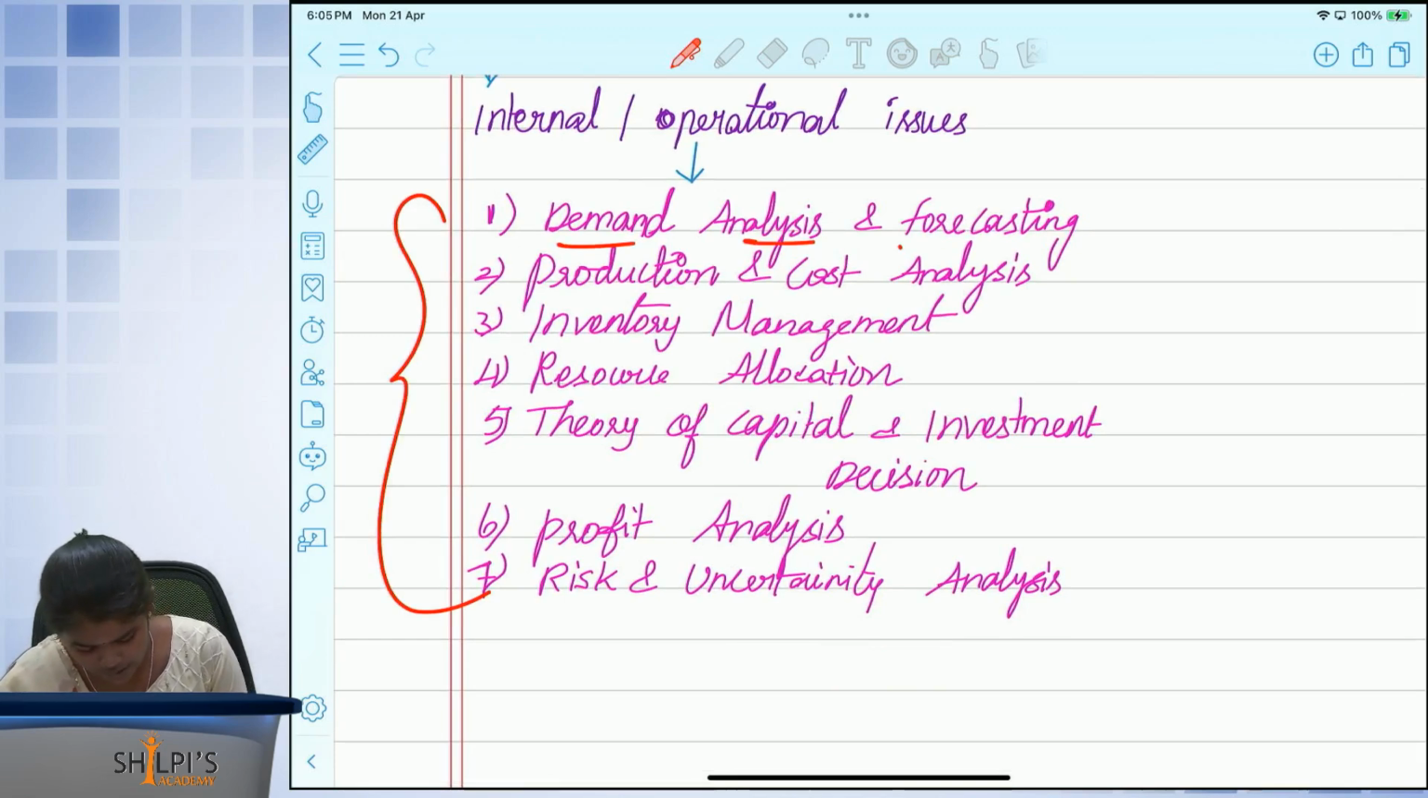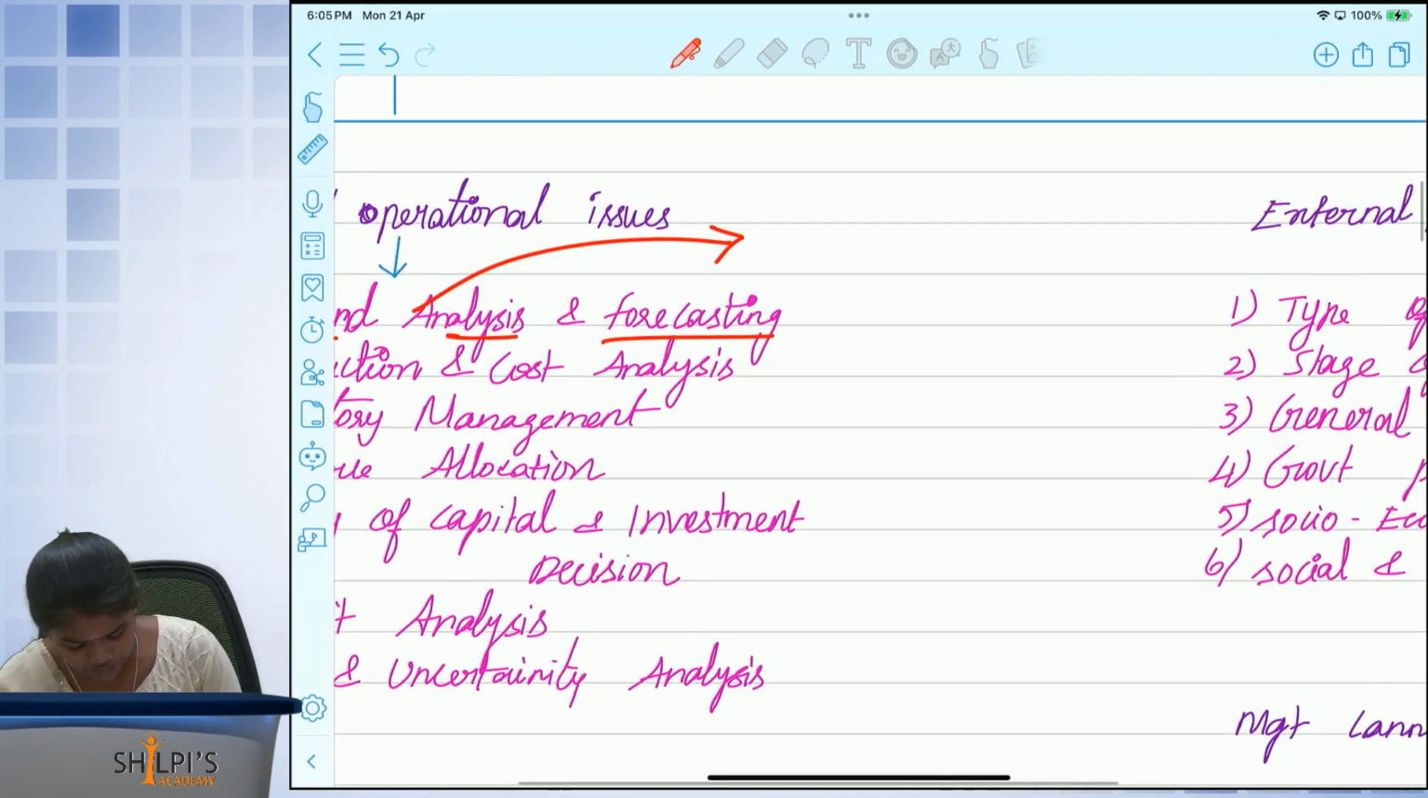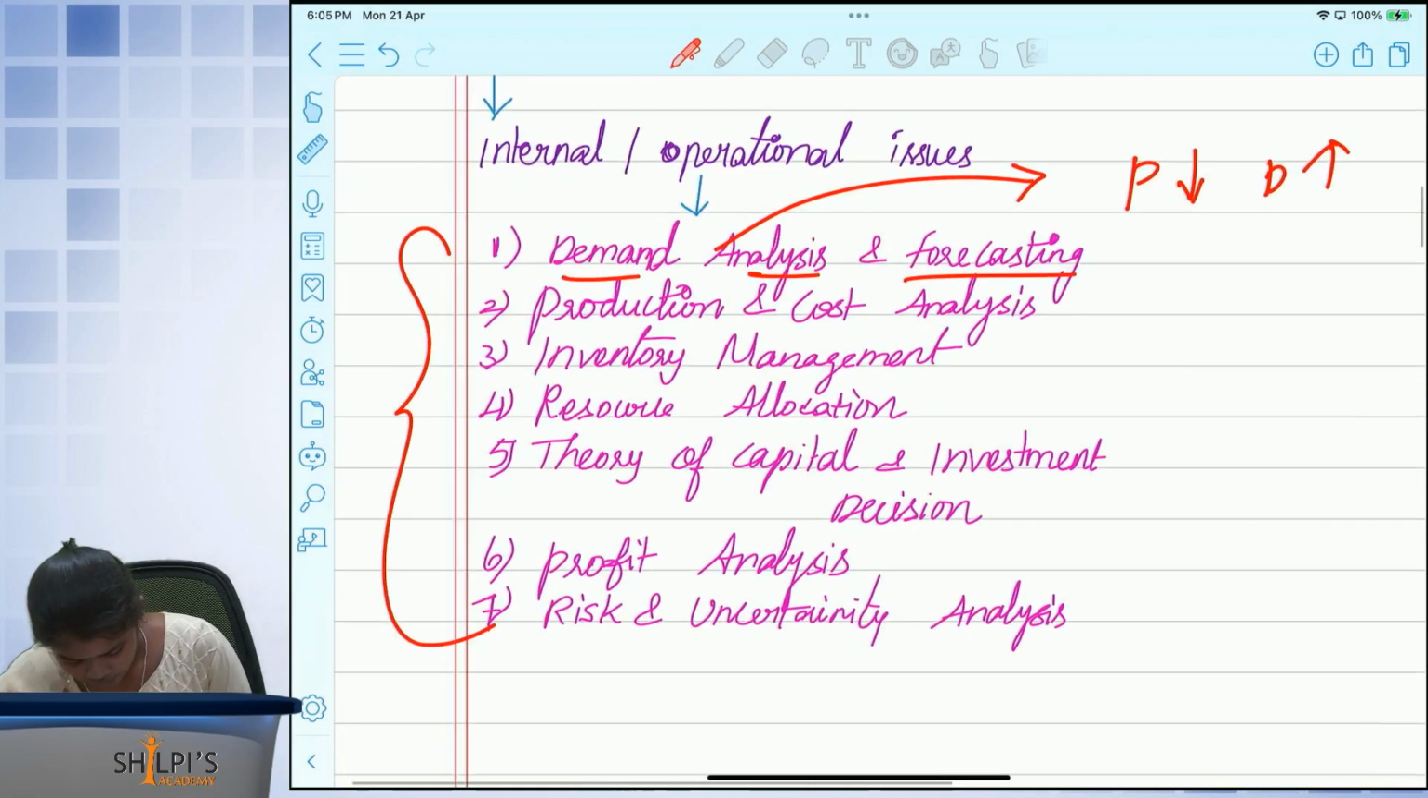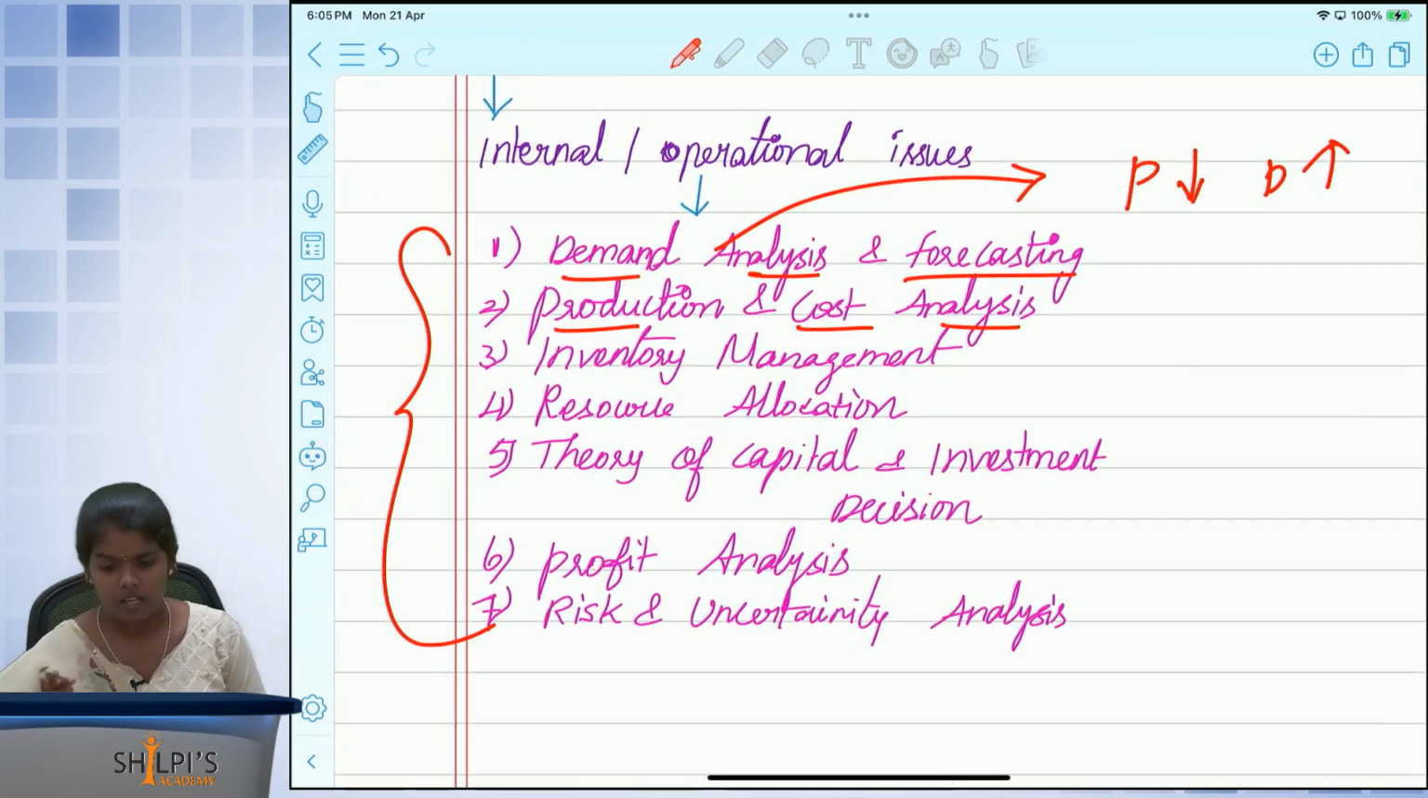One is demand analysis and forecasting. So demand will increase if the price is less, and demand for my product will increase. Forecasting is nothing but a prediction of the future. And the second one, production and cost analysis. How much I have to produce, and for these 50,000 units if I am producing, how much will it cost? Next one, inventory management. For storing inventory, I have to spend some amount for the warehouse. And next one, resource allocation.